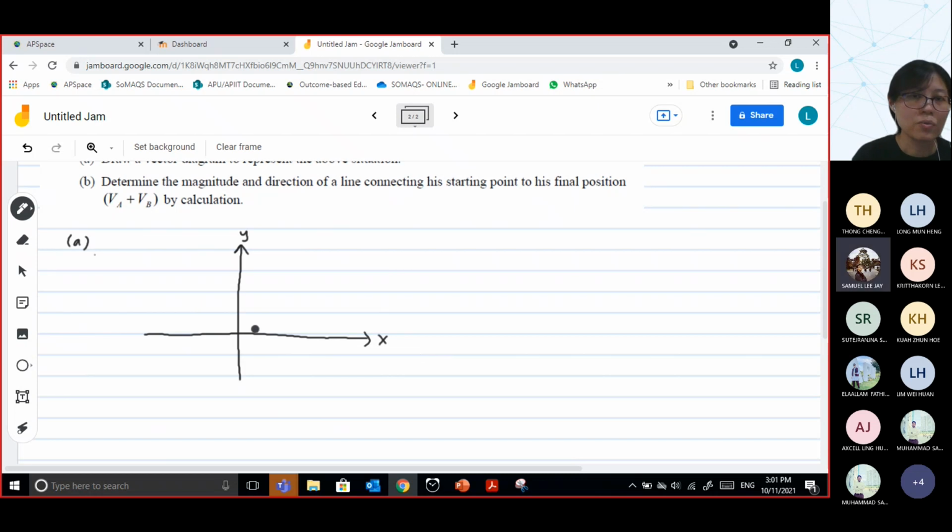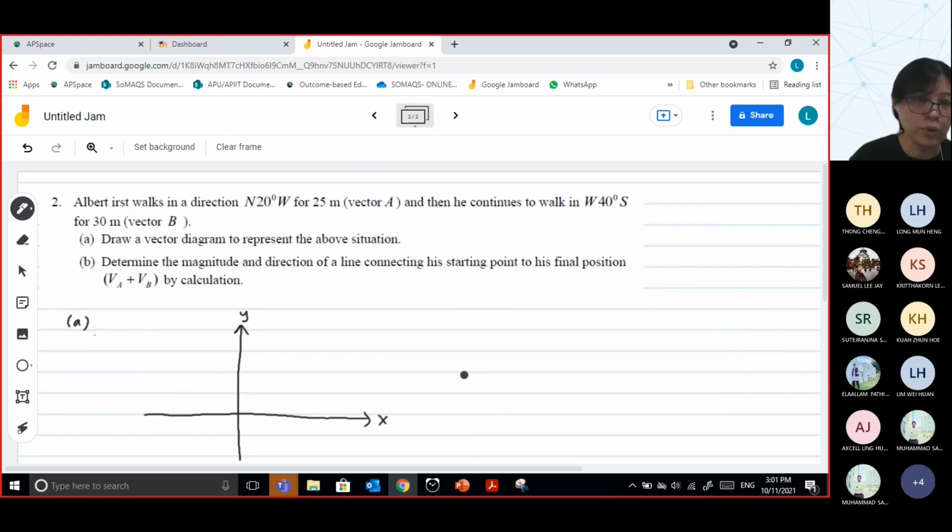Okay, so where is the second quadrant? North 20 west, so second quadrant. I use a different color. So that means here is 20 degrees, for 25 meter. So this one is 25 meter, and this is VA.